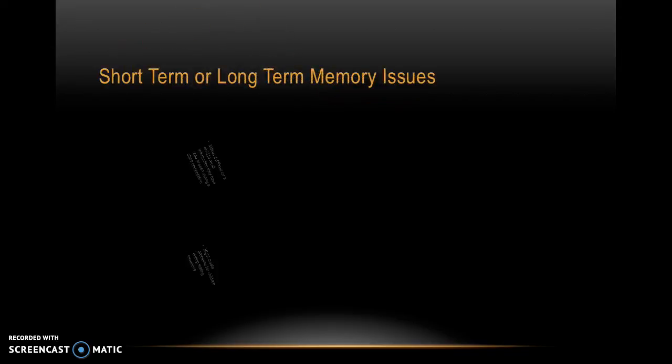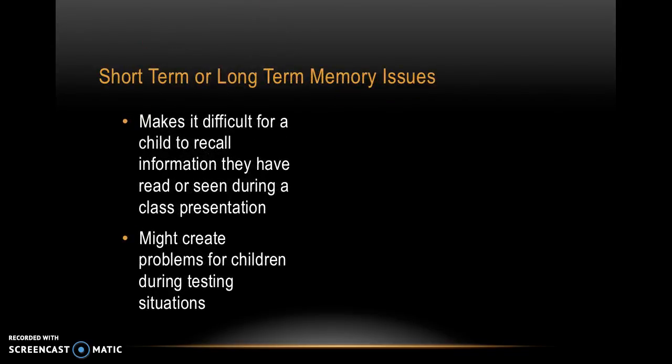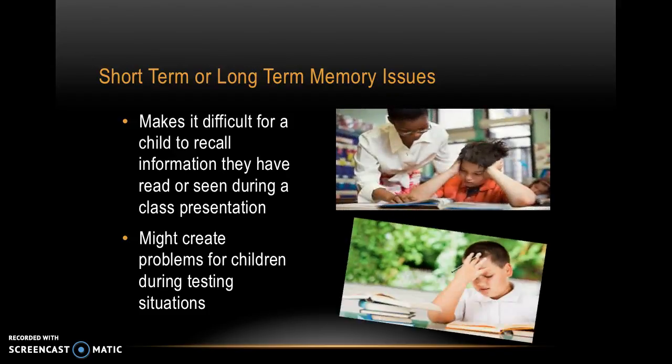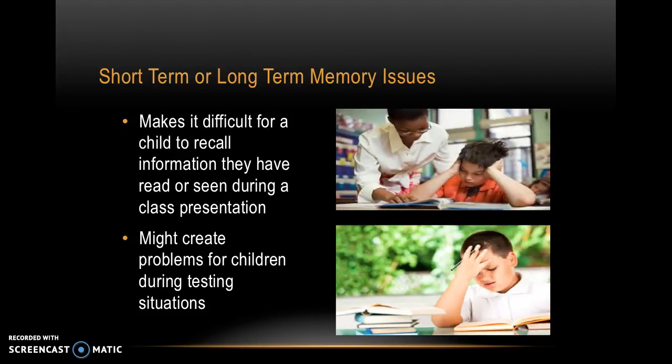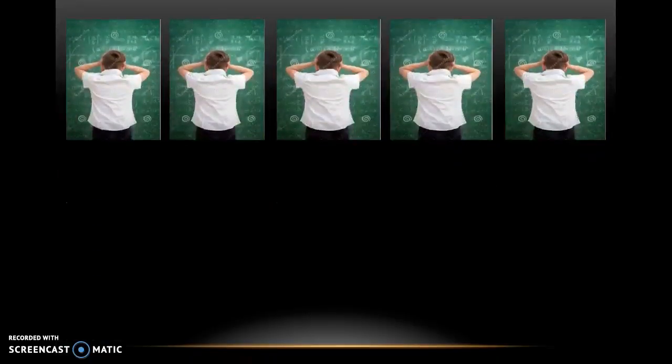The last thing I'm going to discuss is short-term and long-term memory issues. Now, this is a very common type of visual processing disorder, and what it means is children have difficulty recalling things that they have either seen during a class presentation or read while studying or reviewing material on a short and long-term scale. And despite studying, children might still have difficulty recalling information because their brain has not processed what they studied or reviewed or even seen in class.